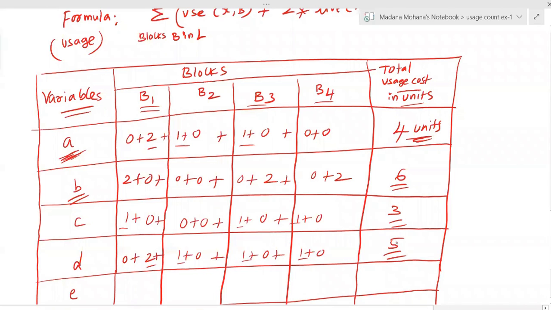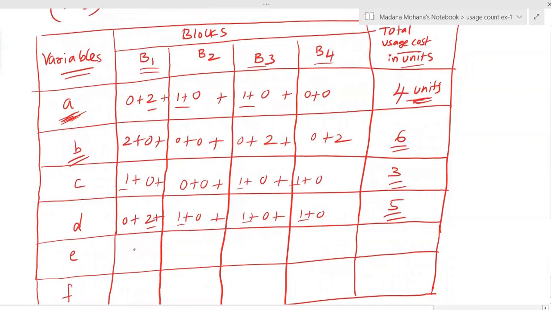The usage cost is 5. Similarly for E, what you will get here? For E, block 1 usage is 0, live is 2, plus for block 2 both are 0, plus for block 3 use is 0, live is 2, plus for block 4 both are 0. Now its cost is 2 plus 2 equal to 4.